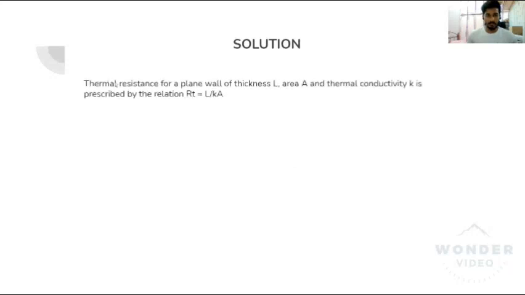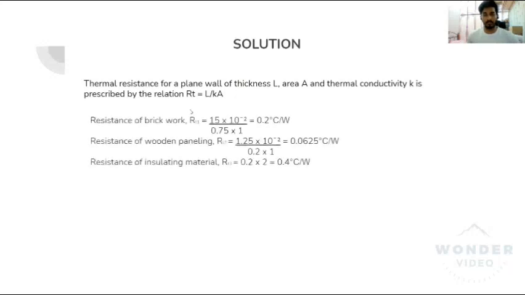For the solution, first we are going to identify what we got. The thermal resistance of a plane wall of thickness L, area A, and thermal conductivity K, as we have seen before, is given by the thermal resistance equation L over K times A. This is the resistance that we obtained.